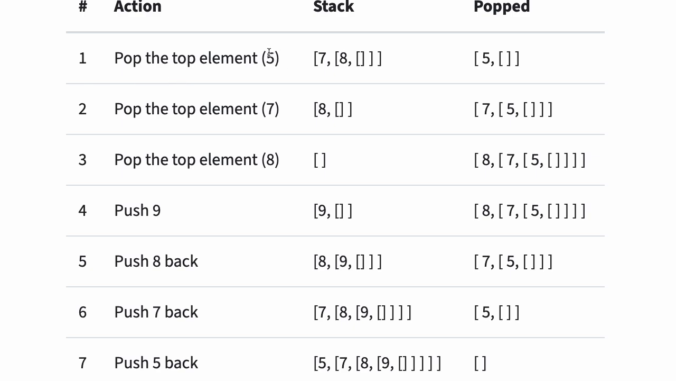First, 5 is popped from the stack and pushed to the pop stack. Then 7 is popped from the stack and pushed into the pop stack. Finally, 8 is popped and pushed to the pop stack. Then we push 9, and then we start popping from the pop stack and pushing it back to the stack. So first 8 is pushed, then 7, then 5.